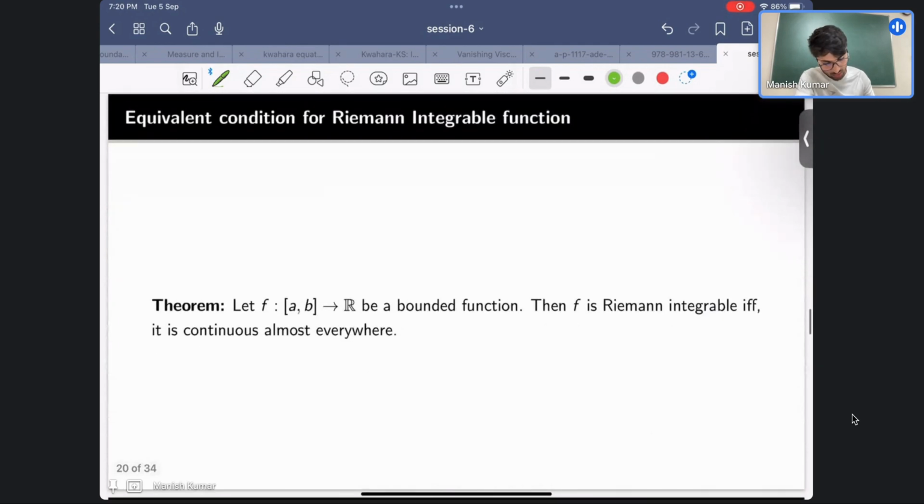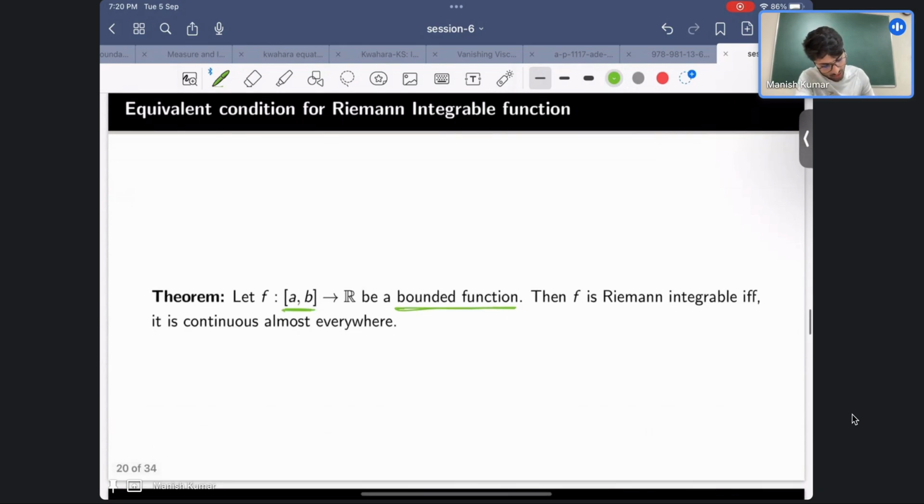So this is an equivalent condition for Riemann integrable functions: a function is Riemann integrable if and only if it is continuous almost everywhere. This is in the context where we are in a bounded domain and the function is also bounded. Under these conditions, the function is Riemann integrable if and only if it is continuous almost everywhere. I think you saw this in real analysis also, not exactly this line, but something like this: f is Riemann integrable if and only if f has countably many discontinuity points.